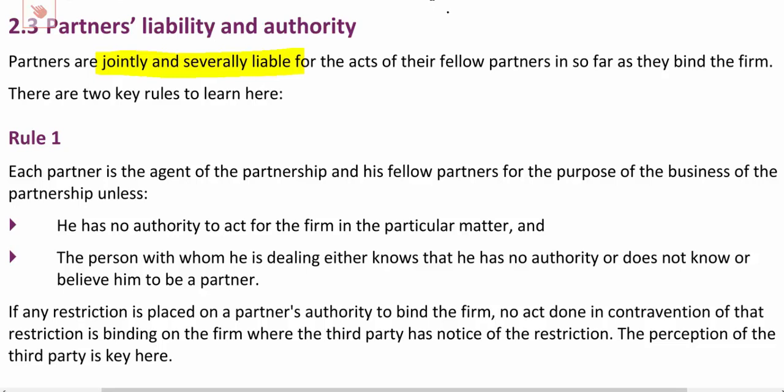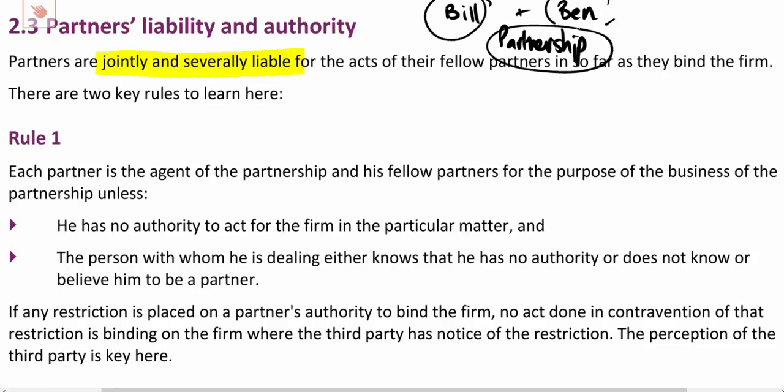So let's imagine we've got two partners. We've got Bill and we've got Ben. Now, if I want to bring an action against the Bill and Ben partnership, I could choose whether to sue the partnership as a whole, i.e. Bill and Ben jointly, or Bill or Ben. Now, in reality, I would look at their assets and think, well, actually, Bill looks like he's more likely to be able to pay up.